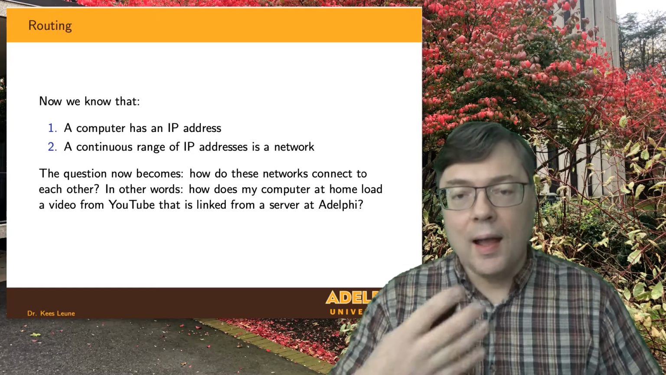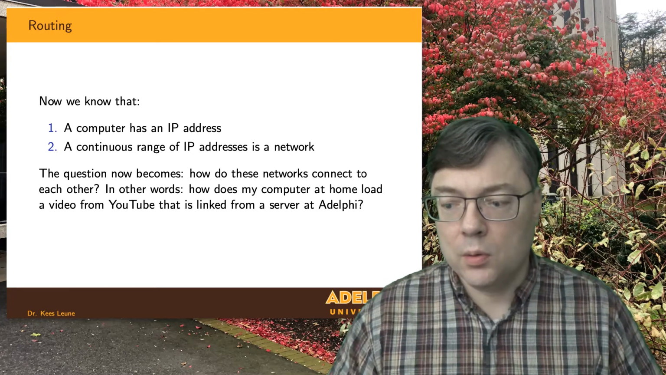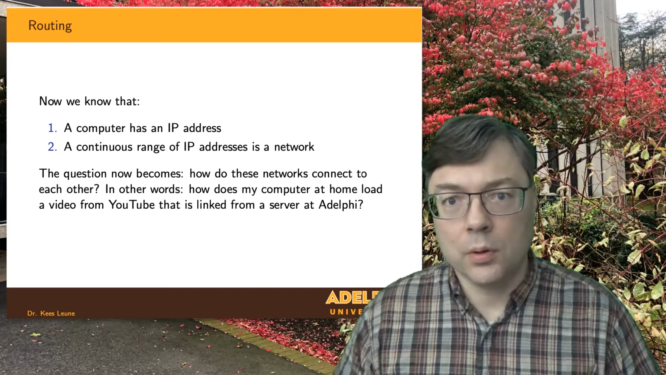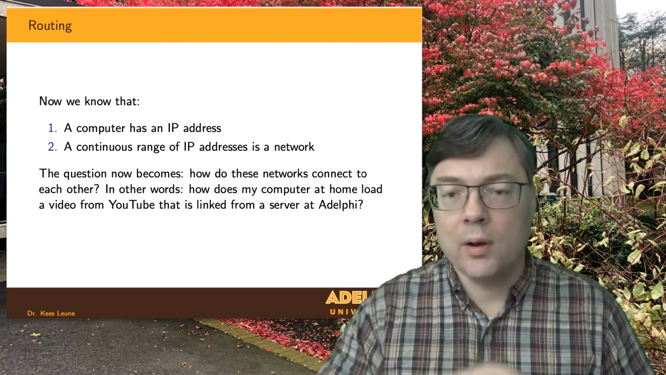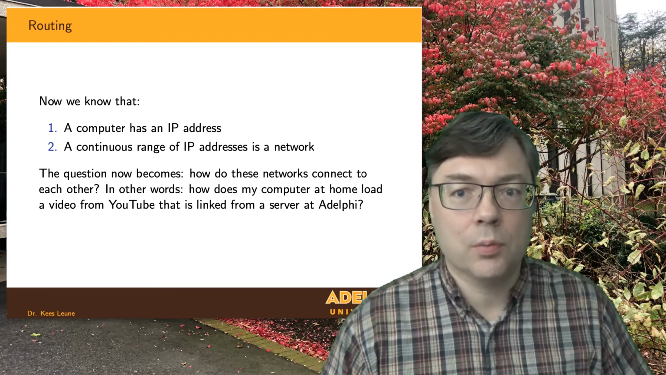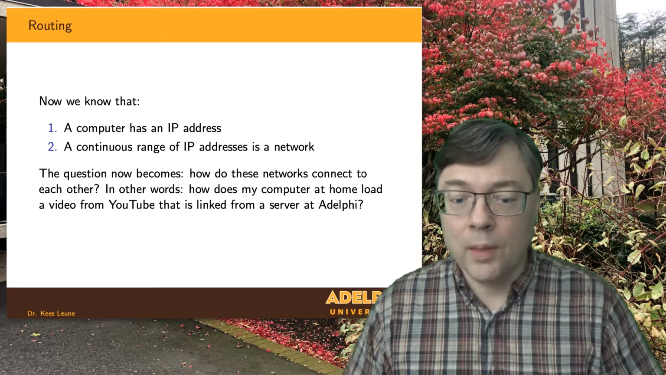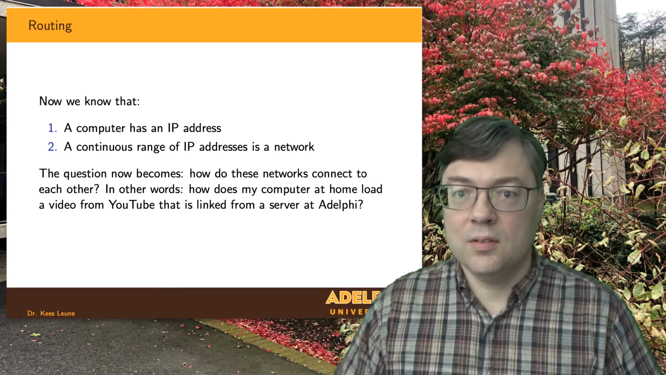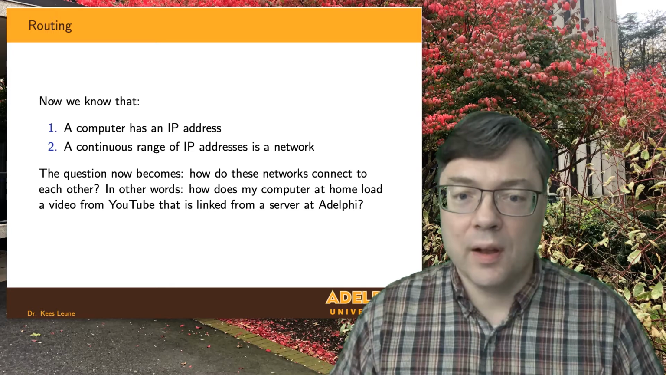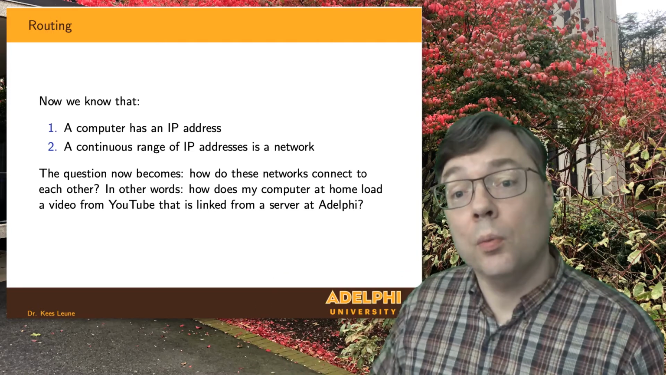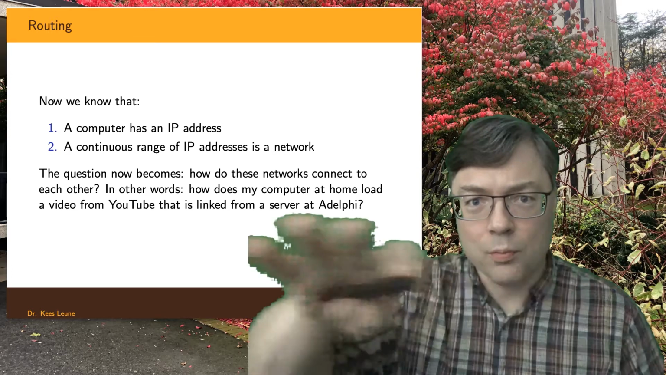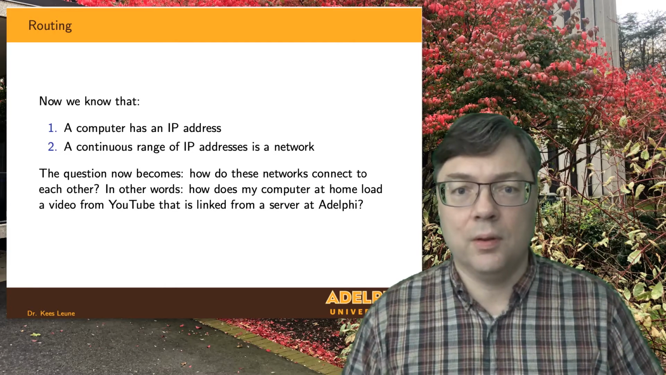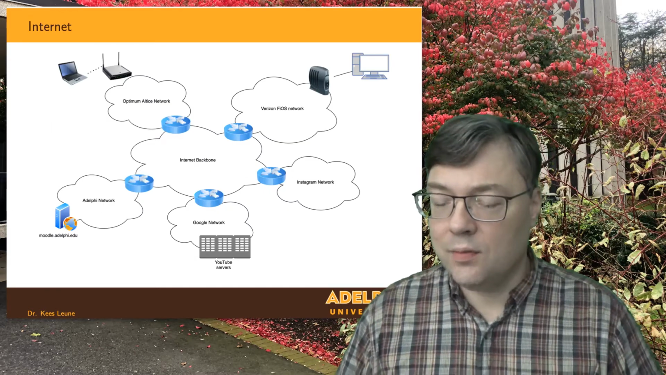In other words, if I'm at home and I'm going to load a video from YouTube that is linked from Moodle at Adelphi's network, kind of what you're doing right now, I'm already talking about at least 3 different distinct networks. There's actually more than that if you really think about it. I have my home network. Then I have my internet service provider's network. Then I have Adelphi's network. And then I have Google's network on which YouTube is hosted. How does that work? How can I have these 4 networks and for whatever reason they still are able to exchange information? That, of course, is what the internet gives us.